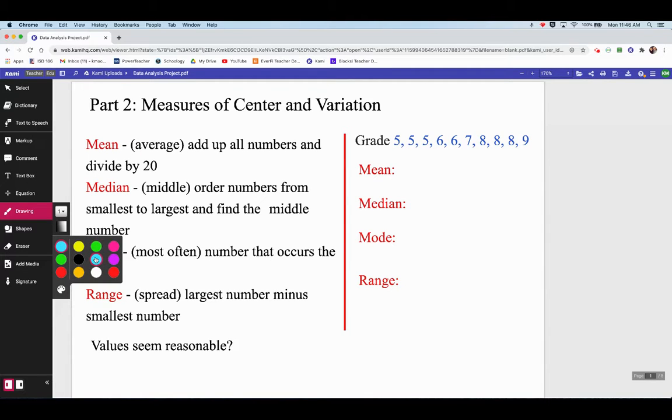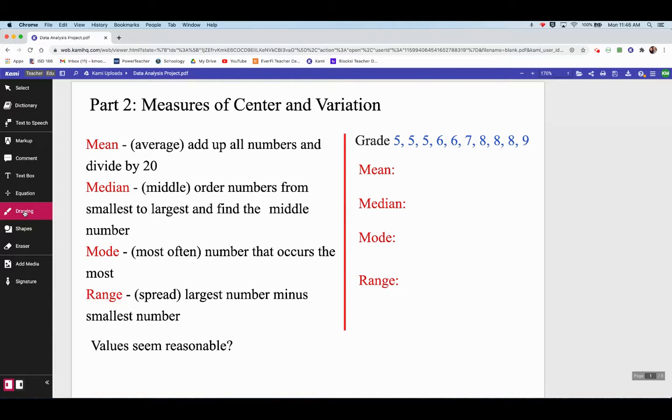So you will have the list of data from part 1, and you will have to specifically do the grade, the age, the height, and the shoe size with the data that you have. The mean is basically your average. You are going to start with the grade. You're going to look at all of the grades that you have listed, all 20 of them, add them all up, and then divide by 20.